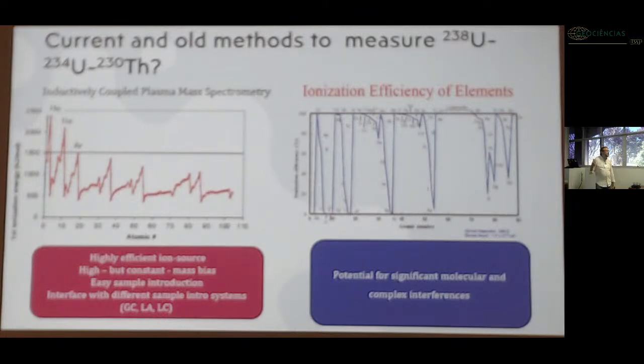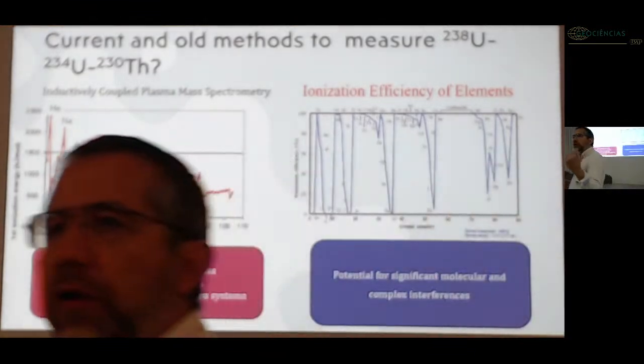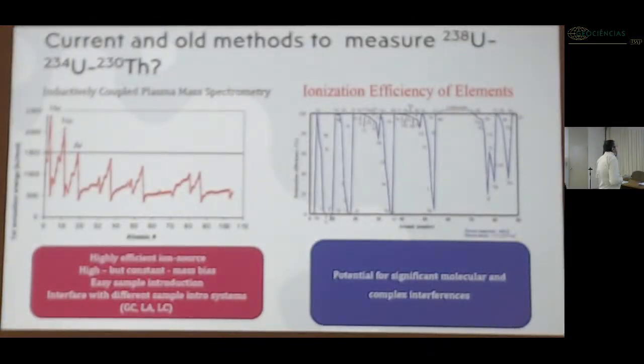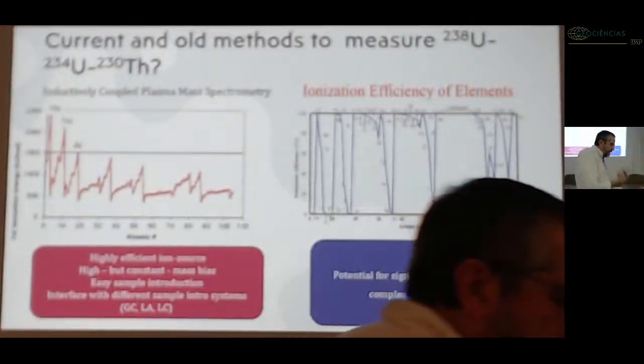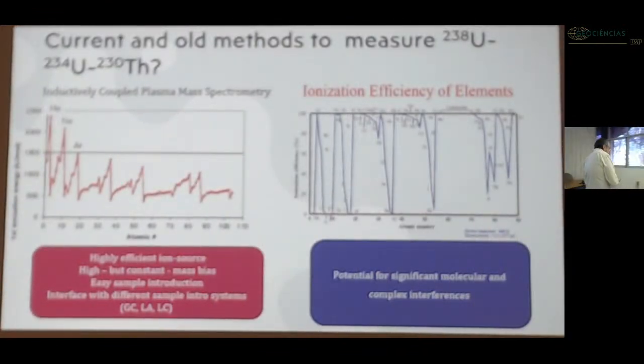The mass bias, even though there's some fractionation of the isotopes, is constant. It is not time dependent during the analysis, in contrast to TIMS. And the other advantage is that because the plasma is at atmospheric pressure, you can couple it to different sample introduction systems like gas chromatography, laser ablation systems, and liquid chromatography.